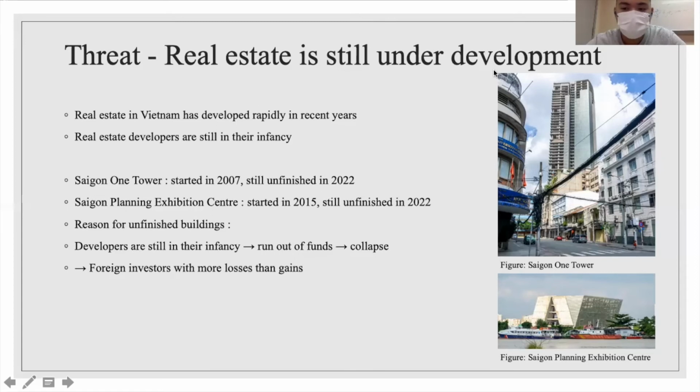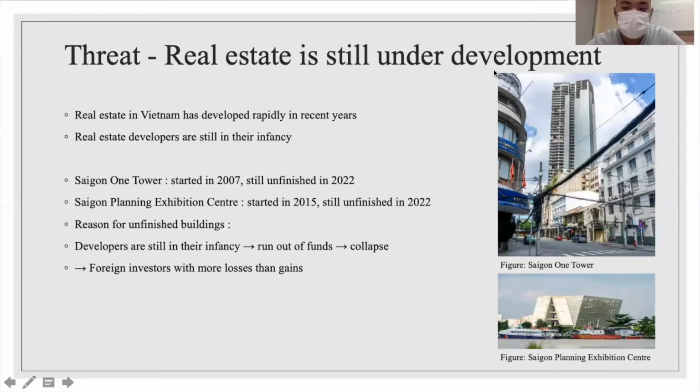But still unfinished in this year. The Saigon One Tower was always believed that it would become the second tallest building in Ho Chi Minh City. The reason for so many unfinished buildings in Vietnam is that the developers are very small. They often run out of funds and collapse during the construction process, leaving foreign investors with more loss than gains.